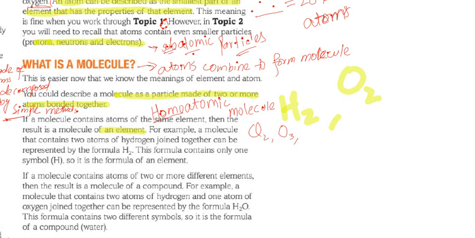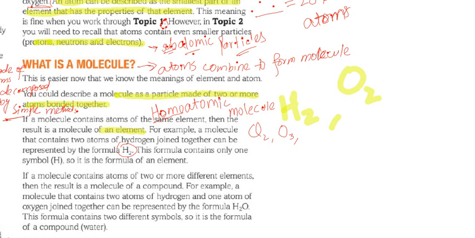For example, a molecule that contains two atoms of hydrogen joined together can be represented by H2, as I already told you. This formula contains only one symbol, H, so it is the formula of an element.